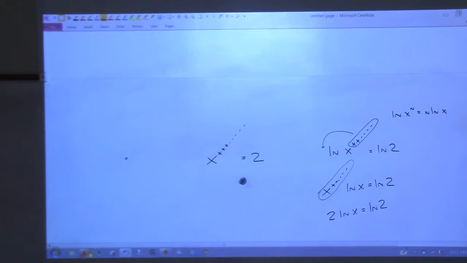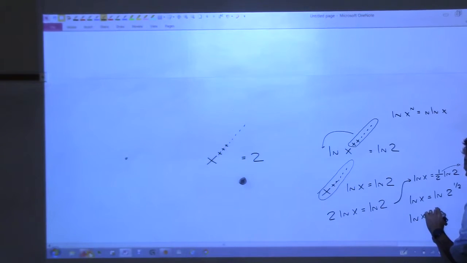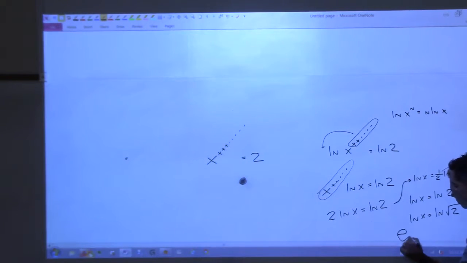And then what I'll do is I'll divide both sides by 2. So this becomes natural log of x equals 1/2 natural log 2, right? And then I'll reverse the property and pop the 1/2 up here. Natural log of x equals natural log of 2 to the half. And what's 2 to the half? Root 2. So natural log of x equals natural log of root 2. And now if I do e on both sides, the e and the natural log kill each other off, and you get x is equal to root 2.